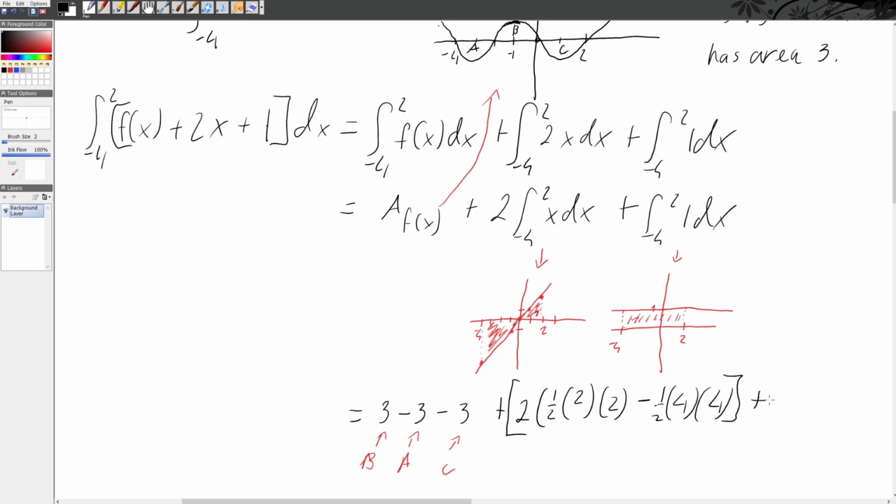And then the final one, simple enough. This is just a length of 6 and the height of 1, so it's just 6 times 1.